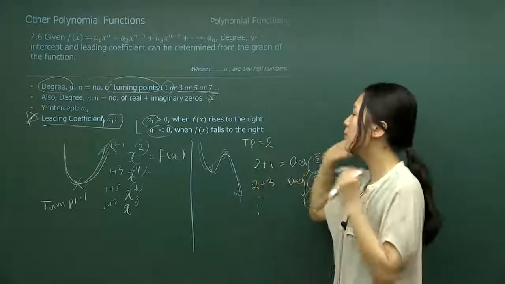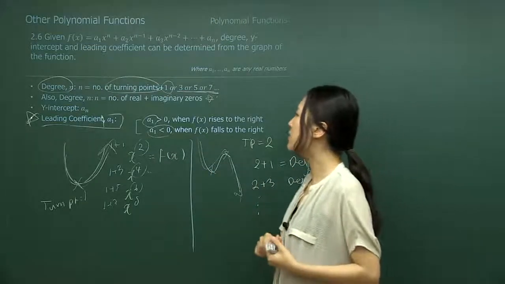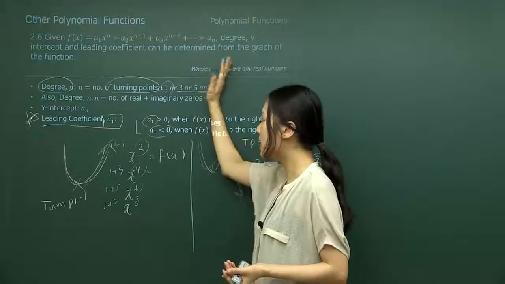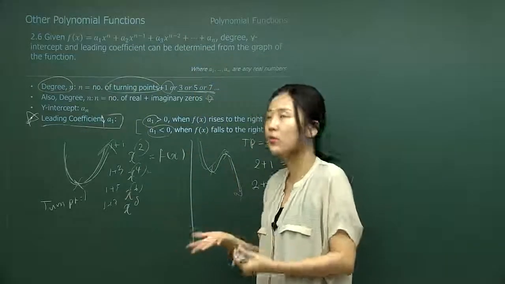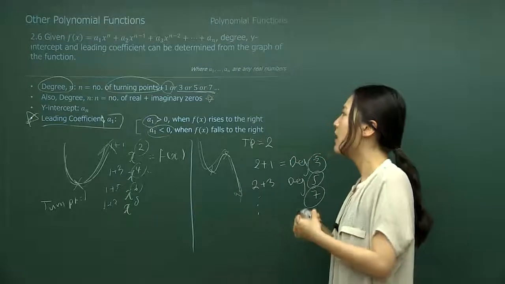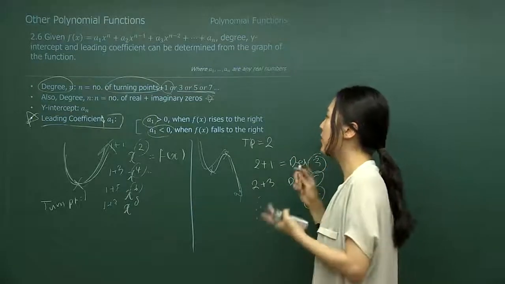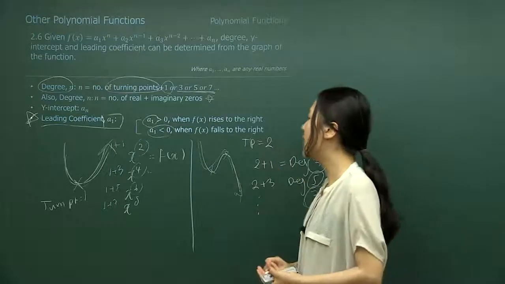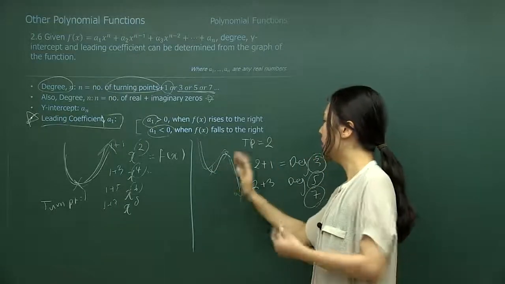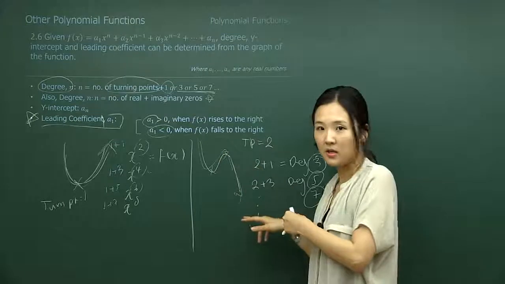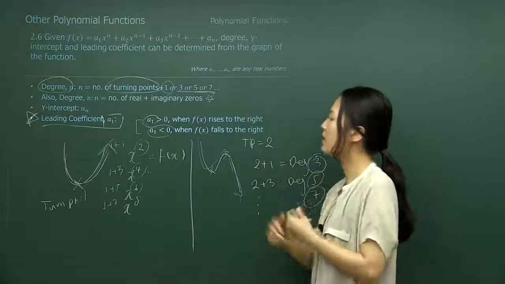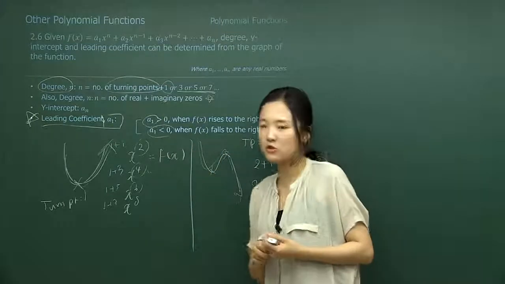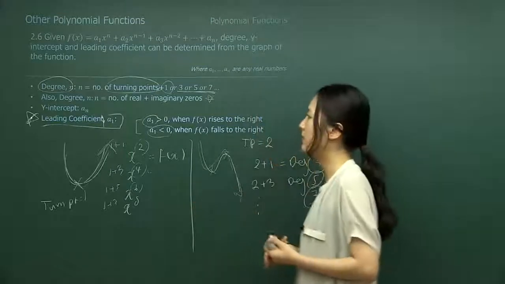So the basic things that you can determine are the degree, by looking at the turning points. Though there's no one answer, at least we can figure out the minimum degree it can have. And also, by looking at the direction the function is heading as it goes to the right, we can tell whether the leading coefficient should be positive or negative.